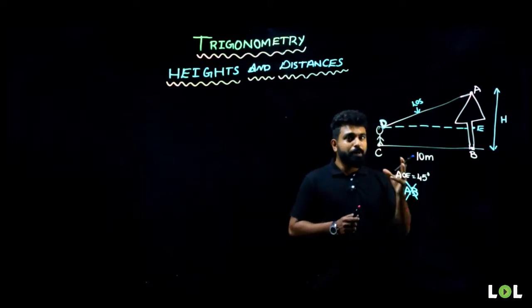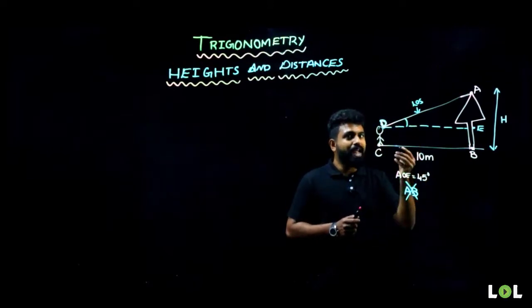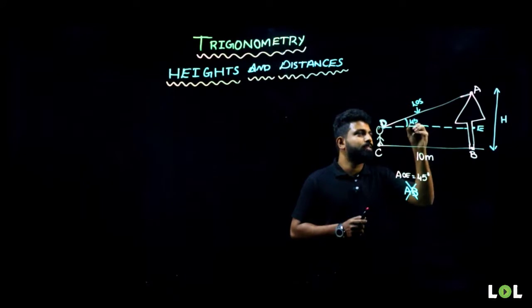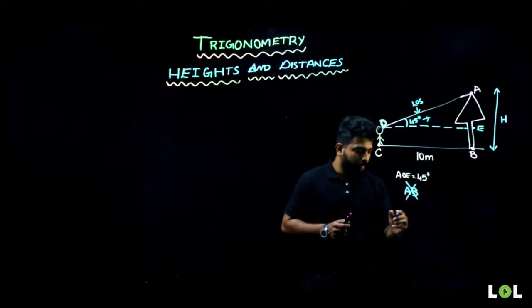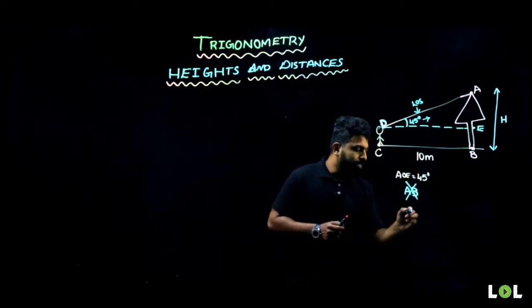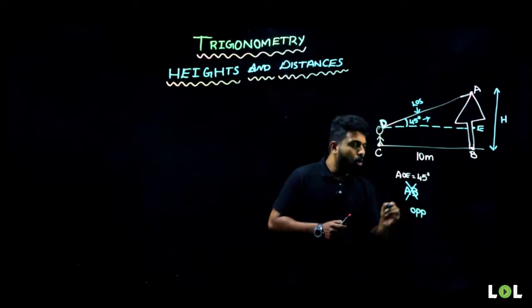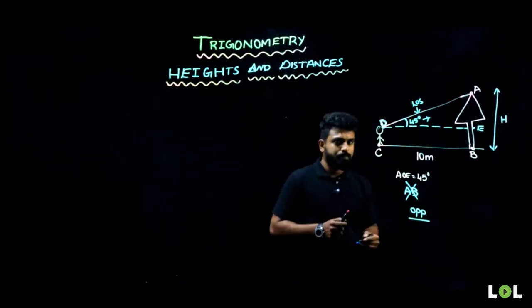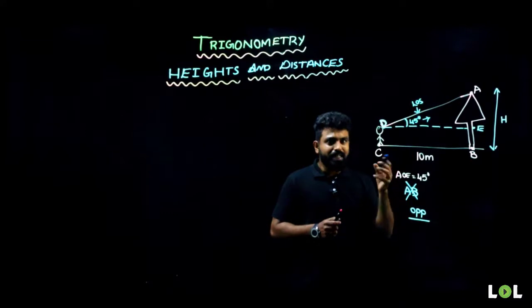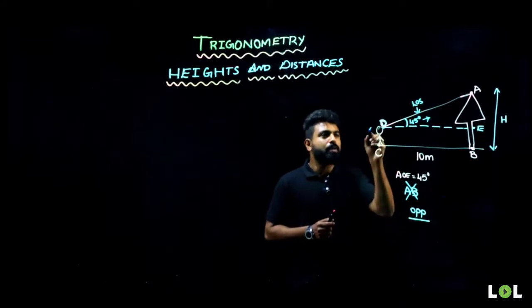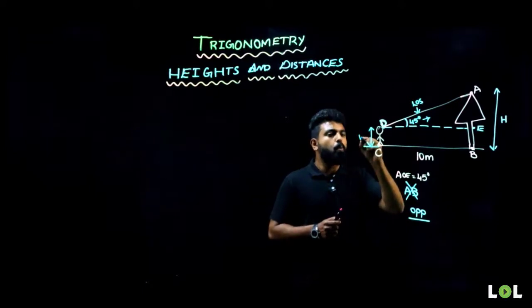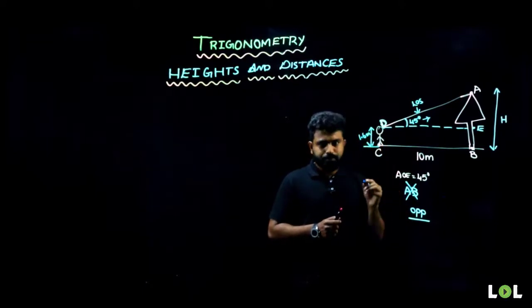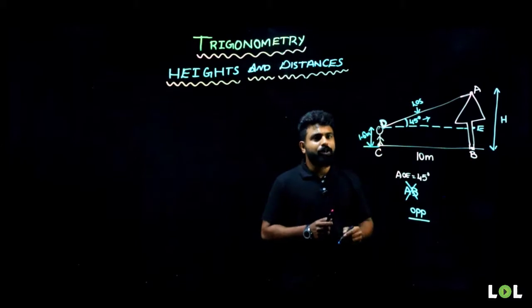So which is my opposite side? This is my angle of elevation, that is 45 degrees. So which is the side opposite to this 45 degrees? It is AE and not AB. So AE is my opposite side. Now whenever they have given a question like this, they would have mentioned you the height of the person. In this case, I'll tell you that the height of the person is 1.6 meters. This will be the height of the person.